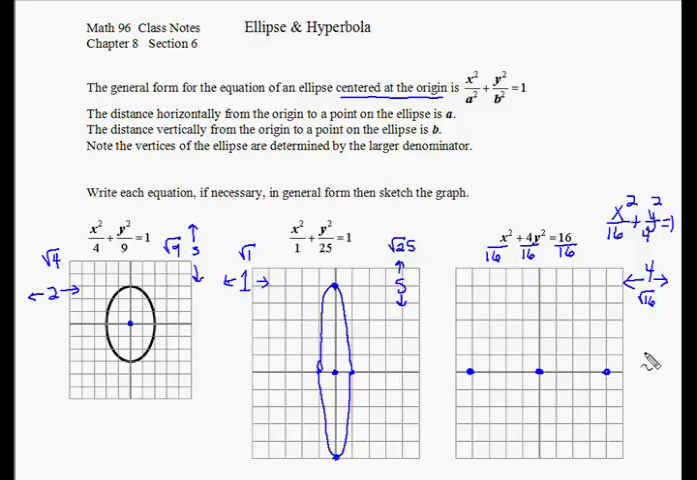Then we're going to take and go in the y direction, the number underneath the y, but not 4. We're going to go the square root of 4, which is 2. So in the y direction we go up 2, and we go down 2, and then we try and make a nice smooth round ellipse. And there you have your ellipse.